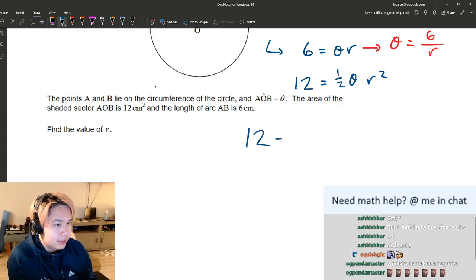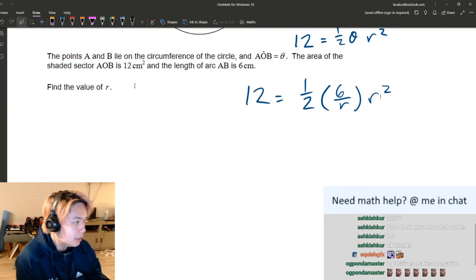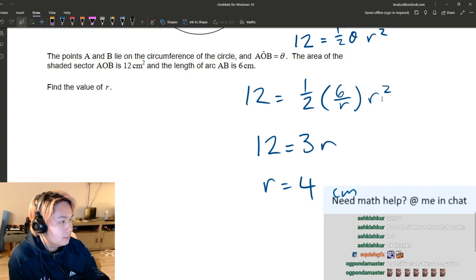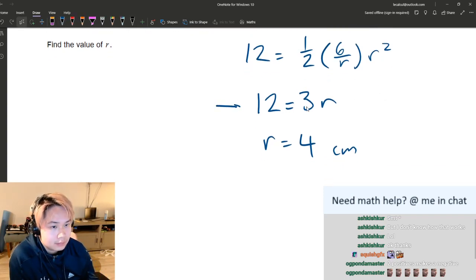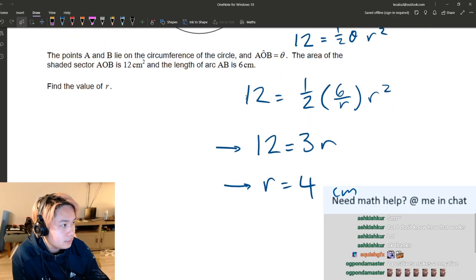So now this becomes 12 equals 1/2 times 6 over R, oops, that should be over R, times R squared. So we have 12, and then the 1/2 times the 6 is 3, and then this R down here is going to cancel out with one of these R's, so you get this equation. In other words, R has to be 4 centimeters. Nice, easy peasy.